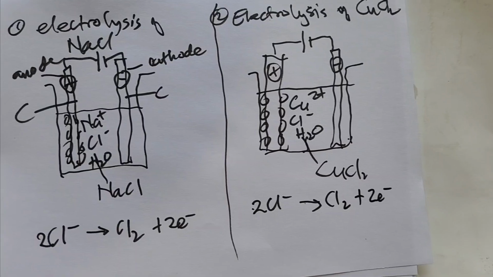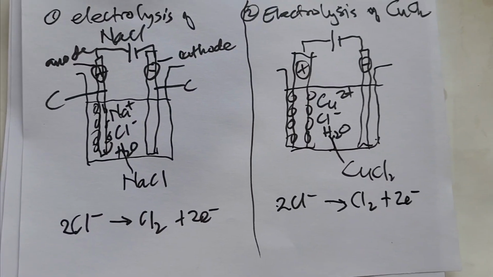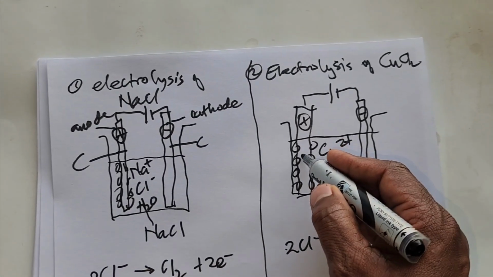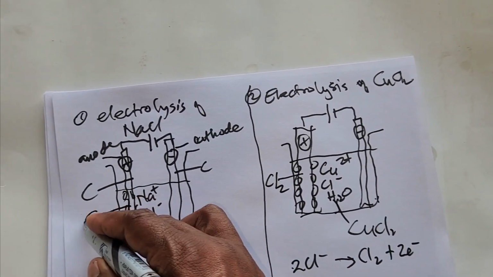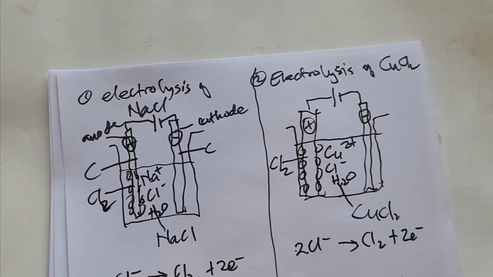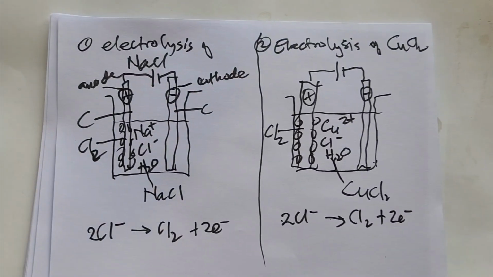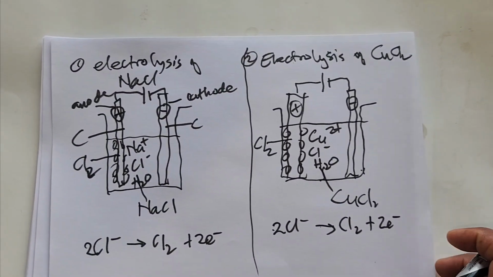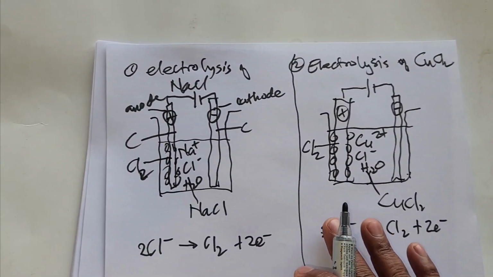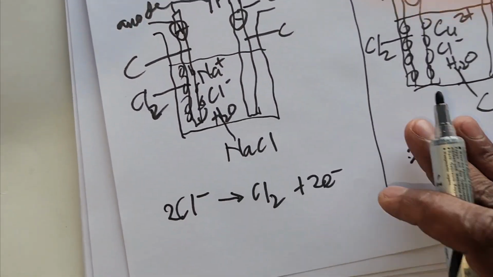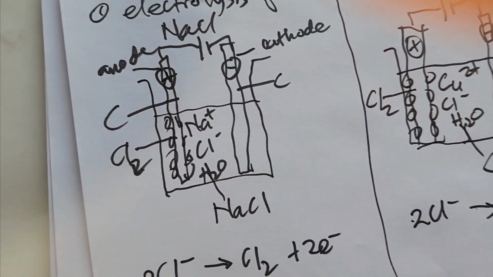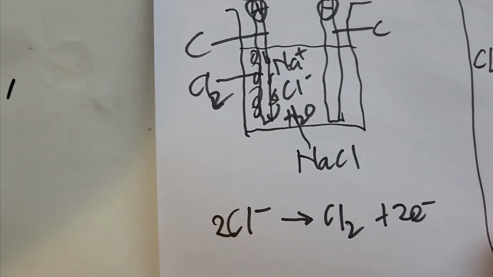In simple terms, in both cells, chlorine is formed at the anode. That's what you should know. Chlorine gas is formed at the anode. Note it down. Therefore, at the cathode, what's going to happen? Now we have 2 possibilities here. That's where the chemistry comes in, learners must know what's happening at the cathode of these cells.